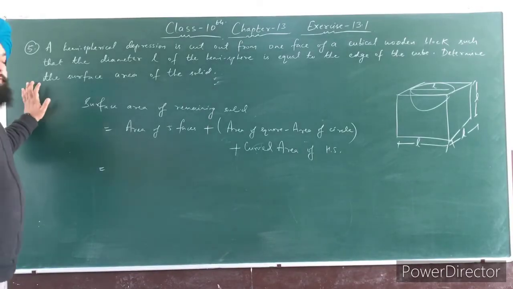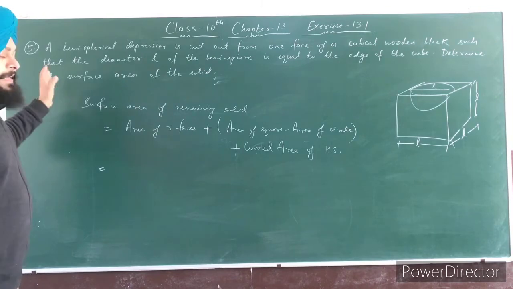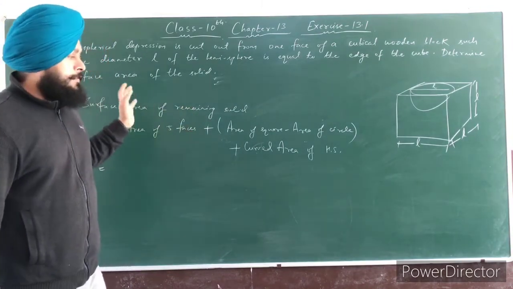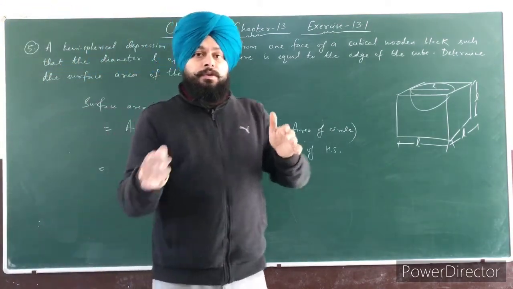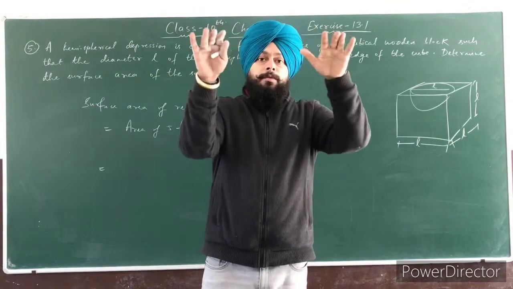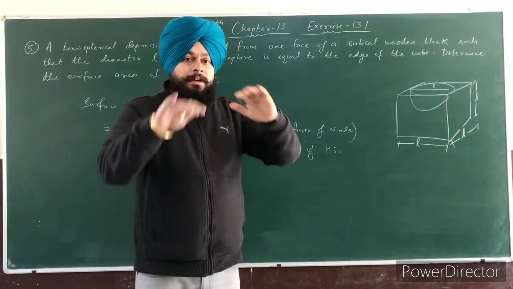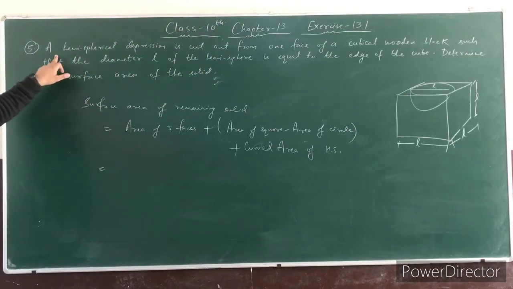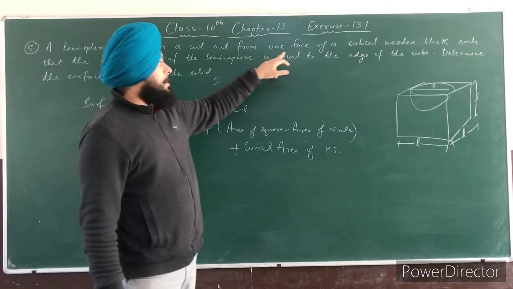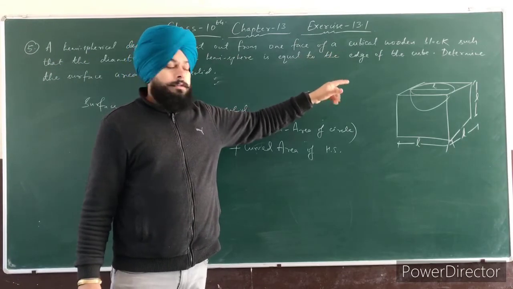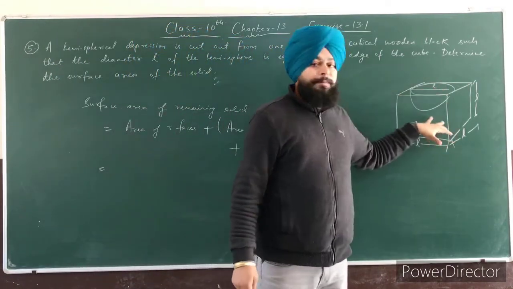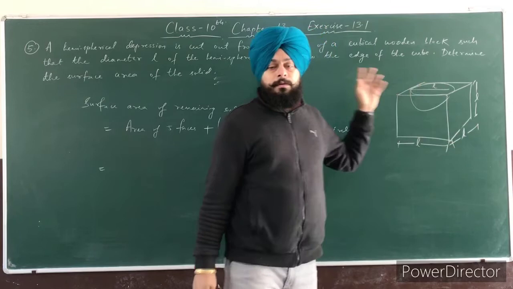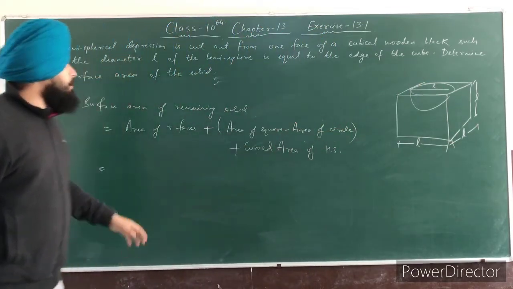This is your question number 5. It is the same as question number 4. In the 4th question, the hemispherical portion is on the top of the cubical block. In this, there is a hemispherical depression in the cubical block. A hemispherical depression is cut out from one face of a cubical wooden block.